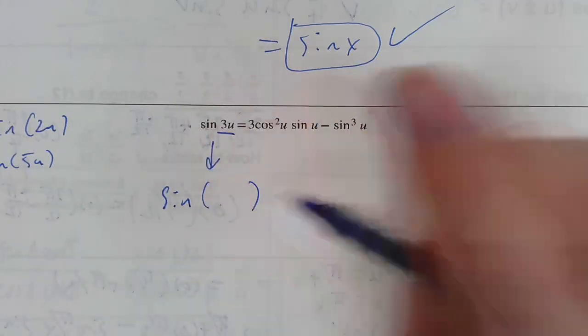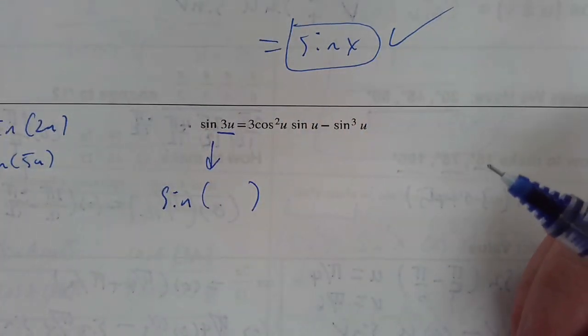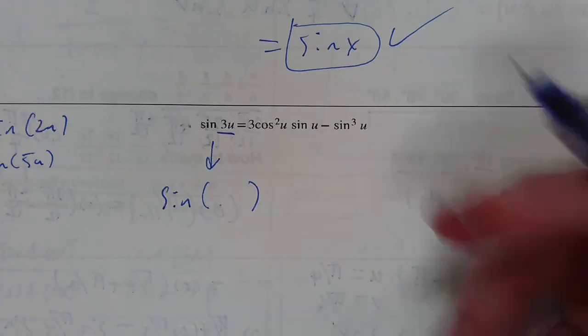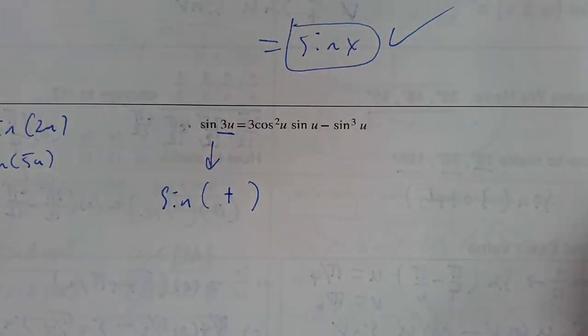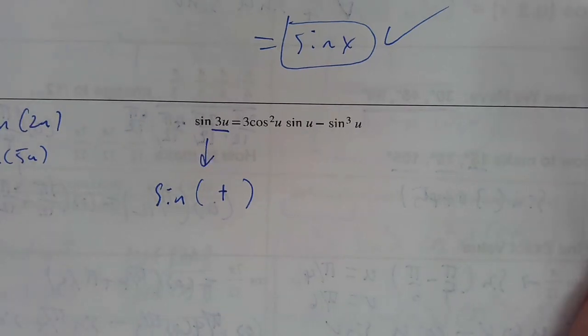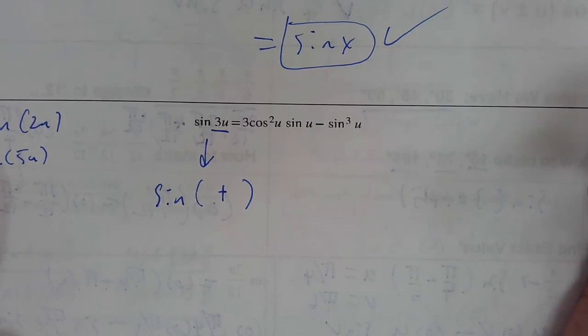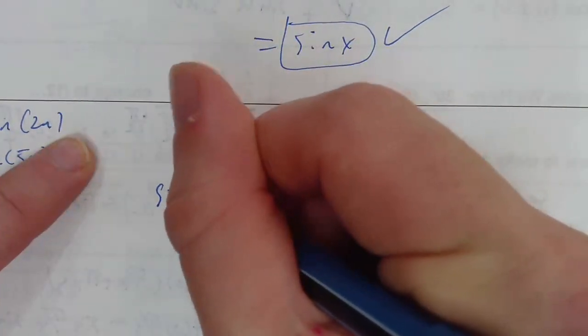So the way that we do this is we are going to rewrite that as sine and then a sum. Rather than 3u, we could write that as what in here as a sum? Well, you could do 5 minus 2, but we want it to get simpler. You don't want to use bigger numbers. What's the smallest way we can make it? 2 plus 1. So 2u plus u.